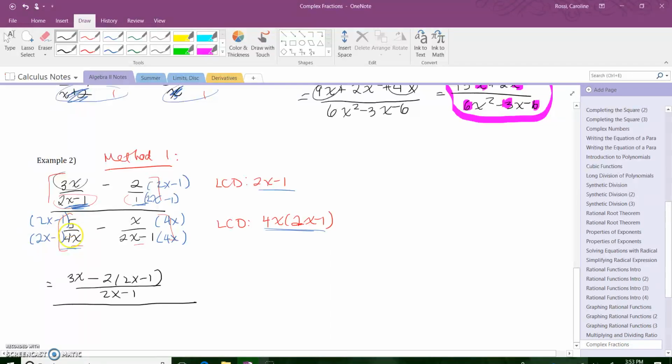Huge fraction bar. I have 5. And then 2x minus 1. I have minus, okay, x times 4x. I'm just going to make that 4x squared. It helps to simplify as you go.